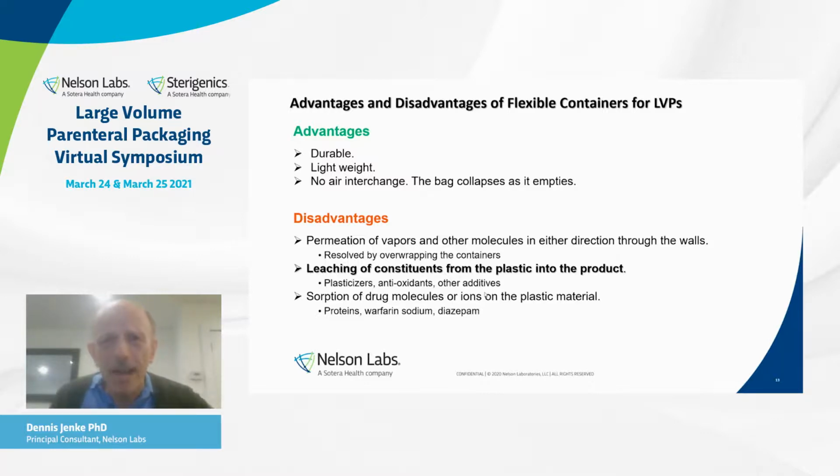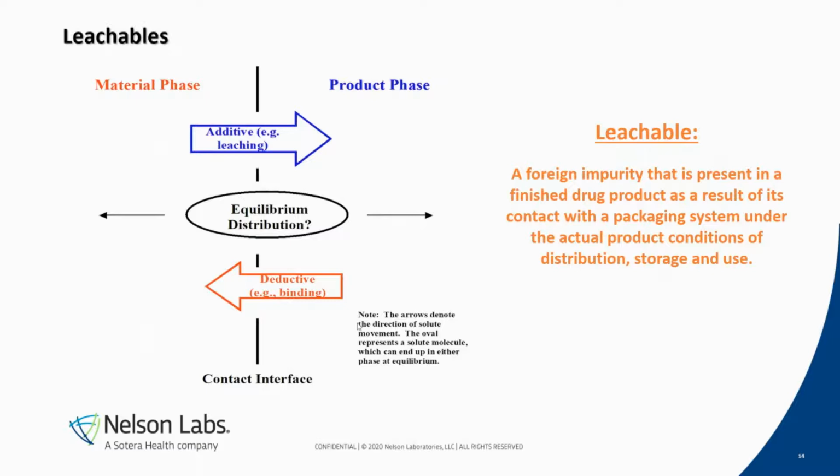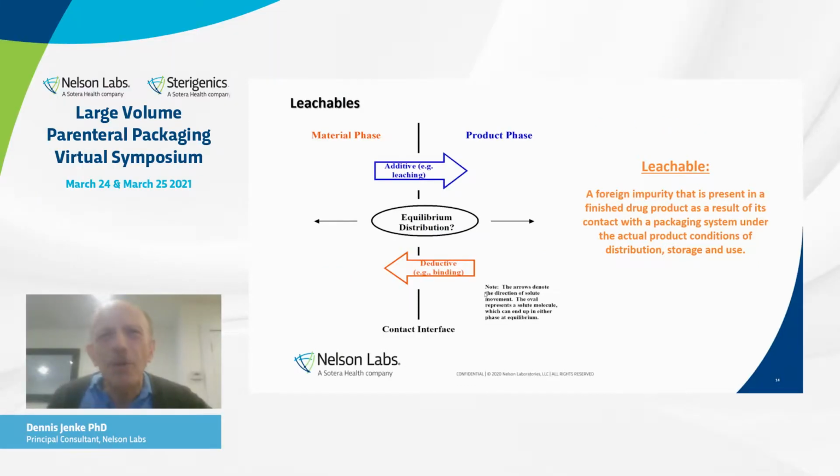There's two types of interaction. There's leaching and absorption. In leaching, a substance that's originally in the container migrates into the drug product and becomes an impurity in that drug product. Obviously, we don't want our drug products to be impure. So that's an issue relating to leaching. Substances that leach into a drug product from its packaging system under the conditions in which the packaged drug product is stored and used are called leachables.